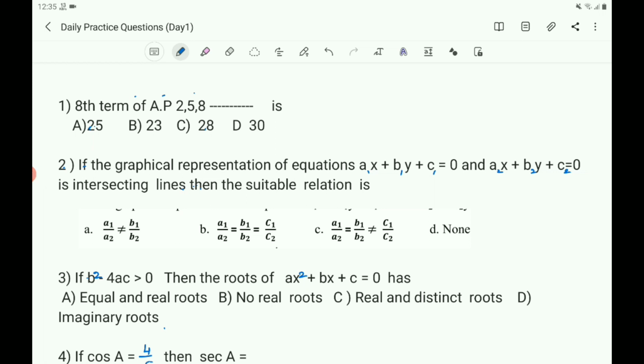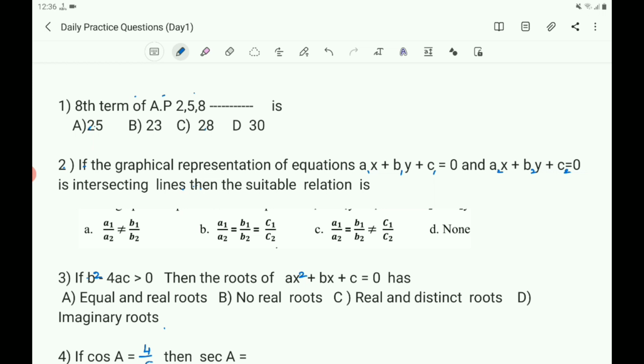Now let us discuss the solution of all these questions. All these questions are simple questions. In the first step, you must practice the simple questions. After that, let us discuss the hard questions, that is, the questions of high order thinking.